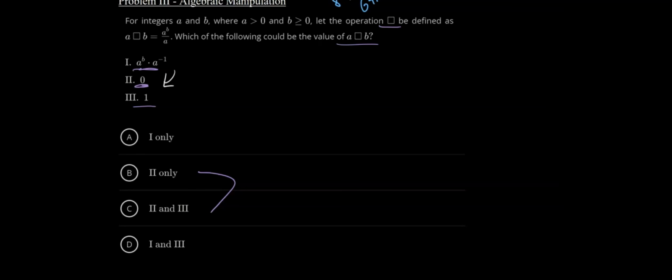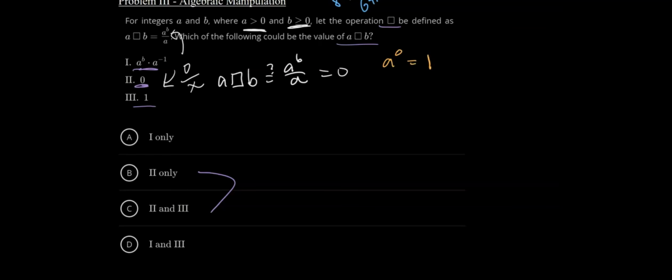Alrighty, so we're going to take a look at number 2 first, as I said. So a squared b, question mark, is equal to a to the b over a. Can this be equal to 0? Well, let's think about this. For something to be equal to 0, we need the top to be equal to 0. But if we have a positive integer and we raise it to any positive or zero exponent, can we ever get 0? No. Because a to the 0 is always equal to 1. If we have a to the b for any positive b, it's going to be a positive number, because we know that a is positive. So it's not possible for this to ever be 0.